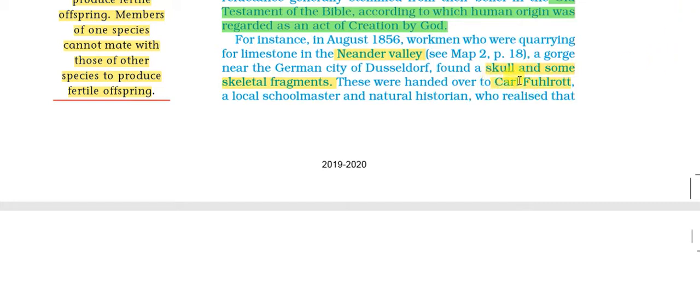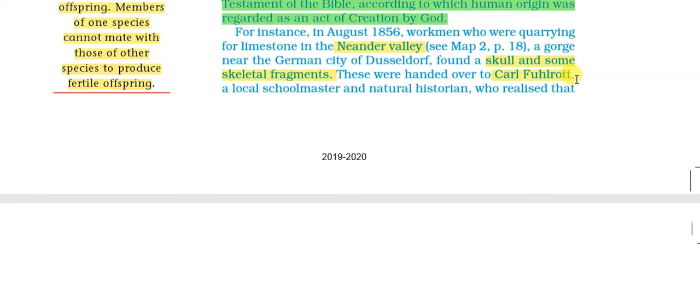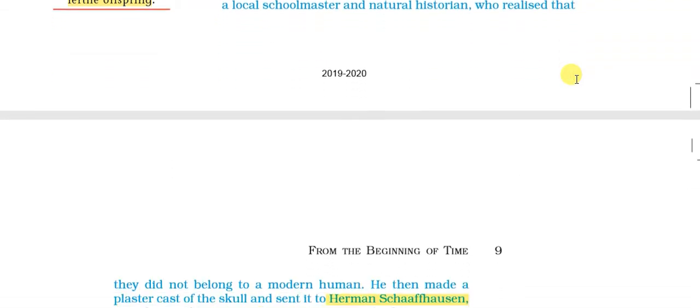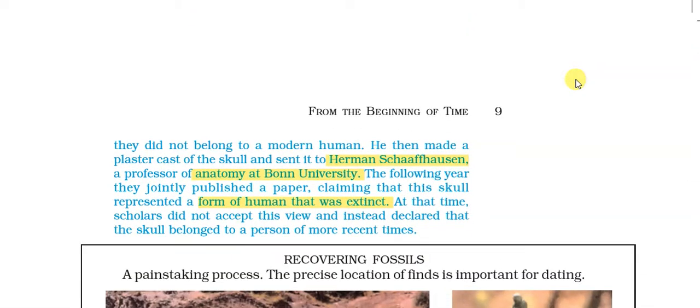As you can see on the screen, the yellow highlighted part. Carl Furot was a schoolmaster. He was a teacher and a natural historian, and he kept those skull and skeletal fragments. And he said, this is something which is very, very different to what we find today. This is not something which is very common, right? These skull fragments and skulls are not common. This is something which is very different. So he kept it. Fortunately, he kept it. Now we'll proceed with the story.